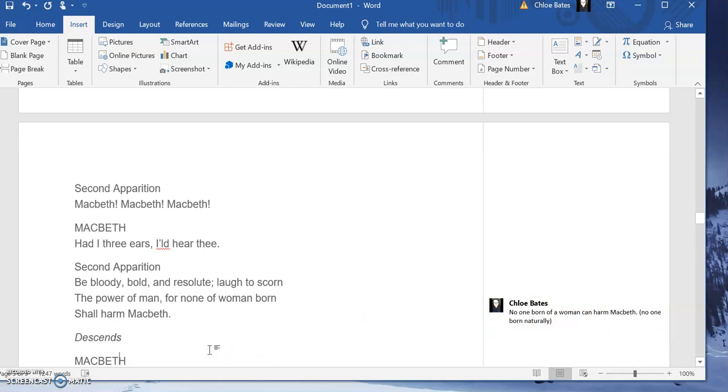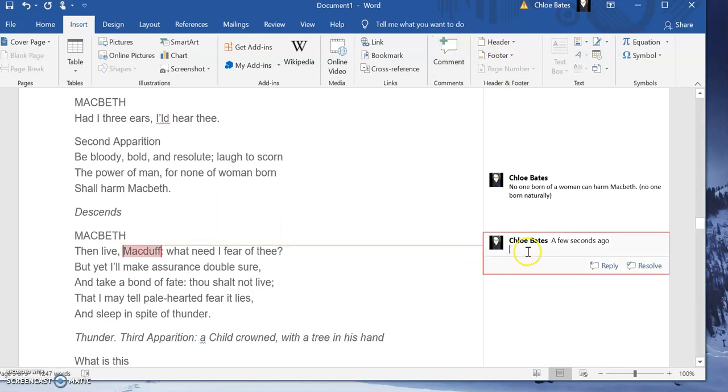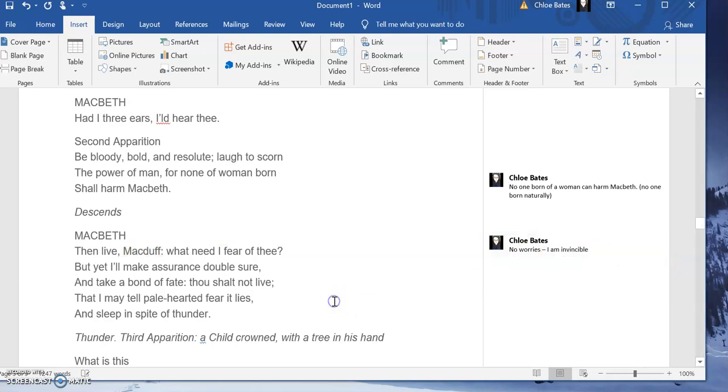And that descends. So Macbeth now is like, oh, then live, Macduff. What need I fear of thee? Why should I kill him now? No one can kill me. No one born of a woman can kill me. So he takes it very literally and is saying, well, I don't need to worry. No worries. I am invincible, pretty much. No one can kill me. So why should I bother? And then he just says that rhetorical question.